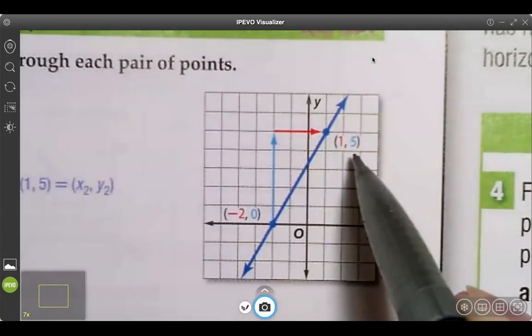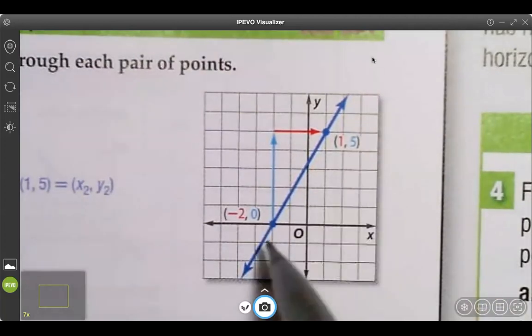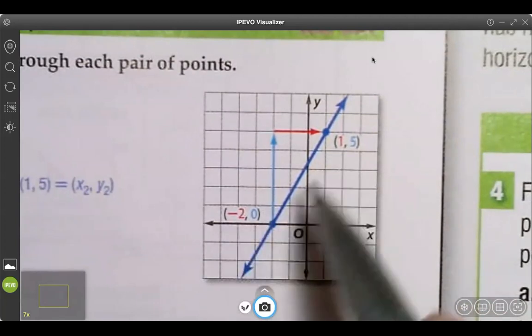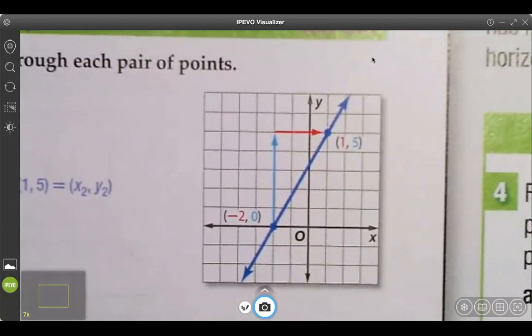If you'll notice, that's also the difference in the two y values, 5 and 0, and it's the difference in the two x values, 1 and -2.